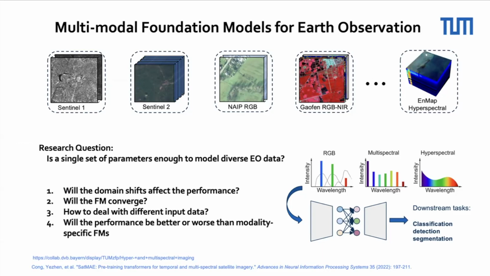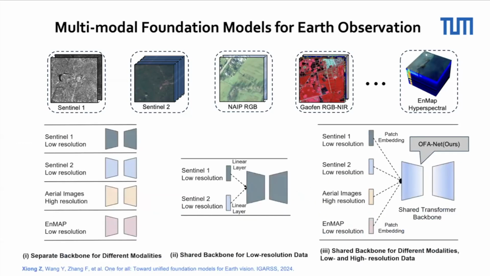To answer this question, we need to know: will the domain shifts between these different modalities affect the performance? Will the foundation model converge? And how to deal with these different input data? And will the performance be better or worse than the modality-specific foundation models? To answer this question, we did a very simple and straightforward work last year, and this work is called One for All: Towards Unified Foundation Models for Earth Observation.